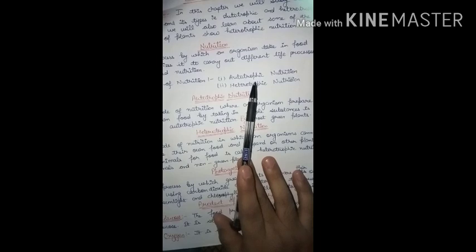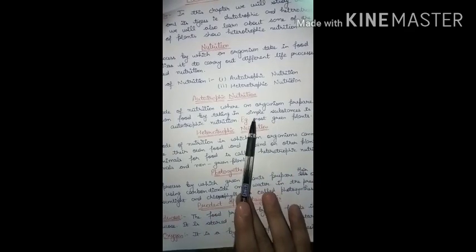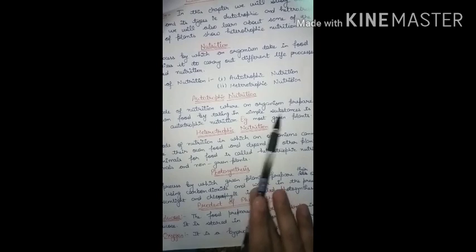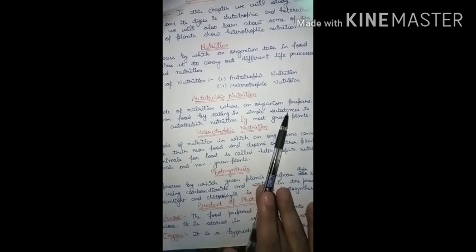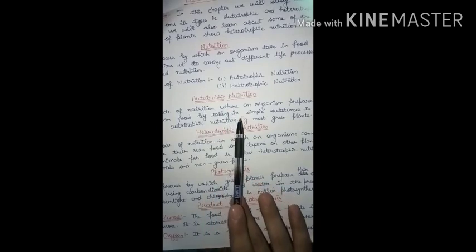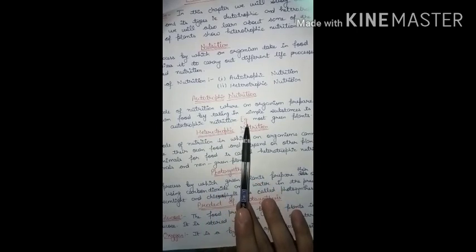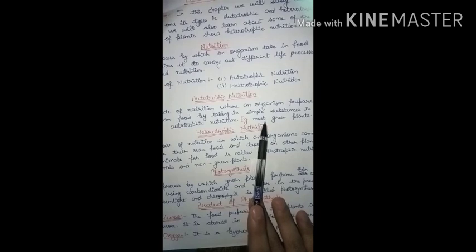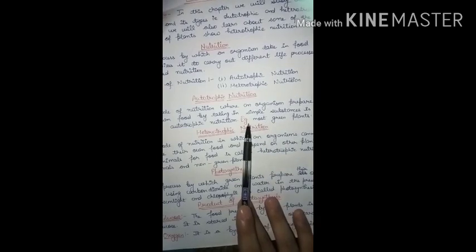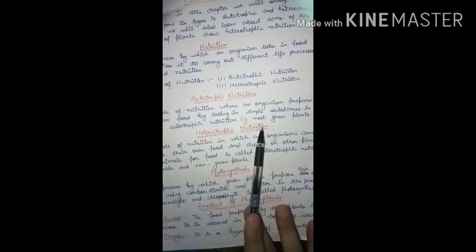Now for that they require simple substances. What are the simple substances? Like carbon dioxide, water, sunlight. So these are the simple substances which are required for autotrophic nutrition. Now what are the examples of the autotrophic mode of nutrition? The example is most of the green plants which can prepare their own food, they show the autotrophic mode of nutrition.